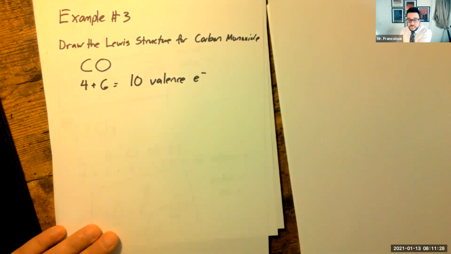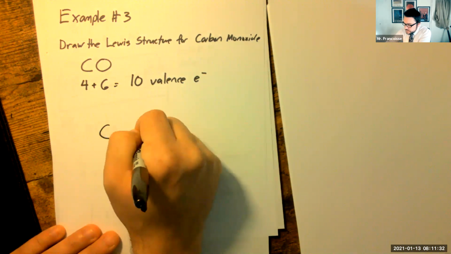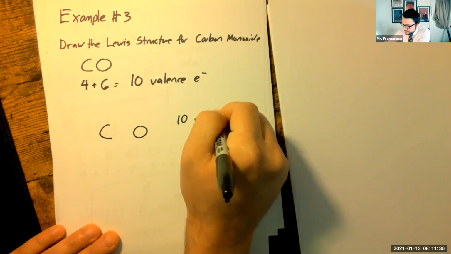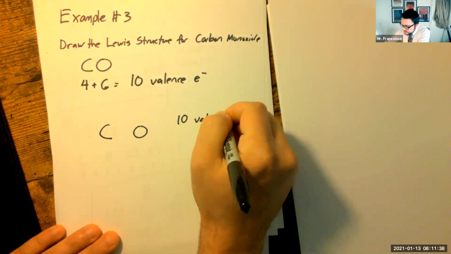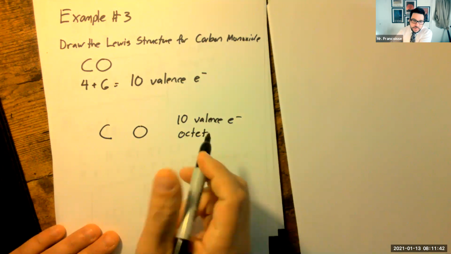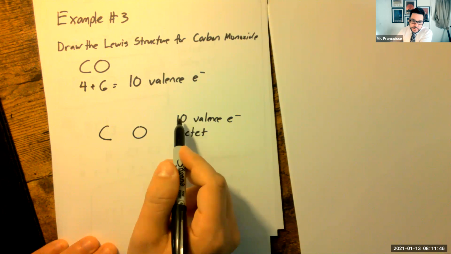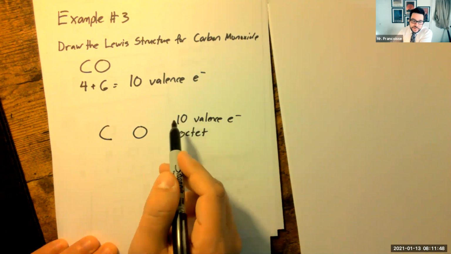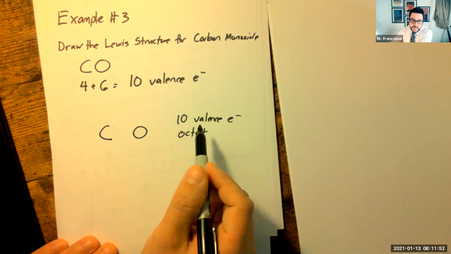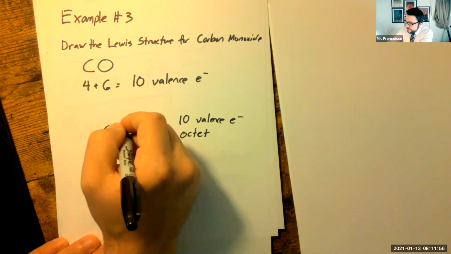Okay, so we're going to go through kind of the same steps here. But since we're comfortable now counting the octet, what we're going to do is count the number of valence electrons first, just to make sure that we have enough. Because before we didn't have to worry about that. Now we do. So we'll make our bond here.